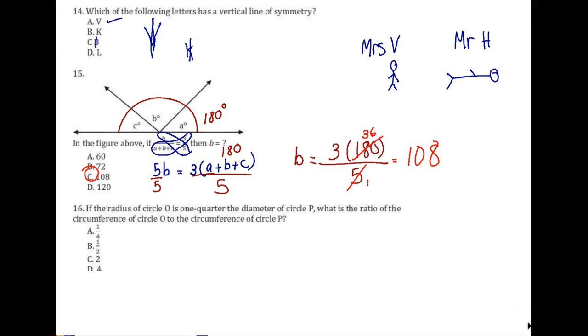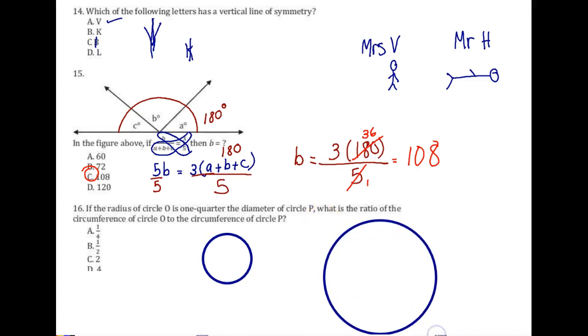All right. So, if the radius of a circle O is 1/4 the diameter of circle P, what is the ratio of the circumference of circle O to circle P? So, we need to draw 2 circles and use drawing so you can do a better job at it. So, we have one circle and another bigger circle. Okay. So, it says here, the radius of circle O is 1/4 the diameter of circle P. So the smaller one is circle O, and the big one is circle P.